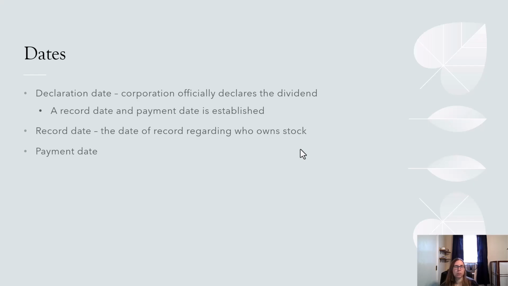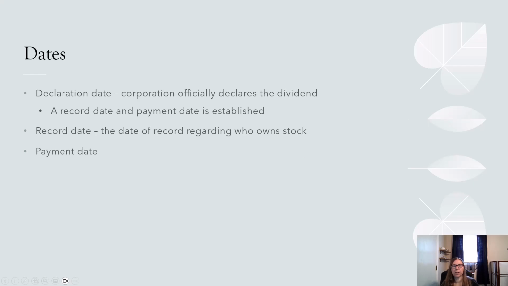Now, if you're a small corporation, maybe you have a corporation where you're the only shareholder, or it's a family-owned corporation and the actual shareholders don't really change, you may have all 3 of these dates on one day.